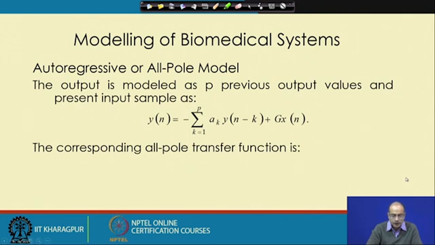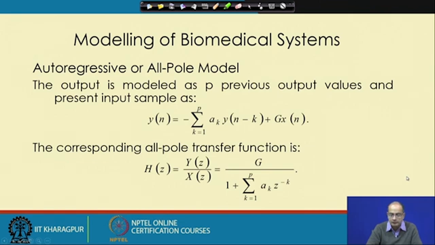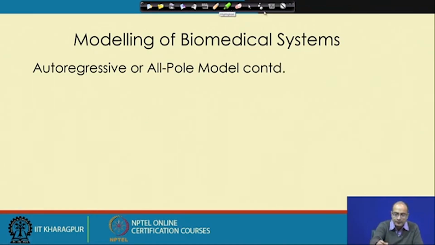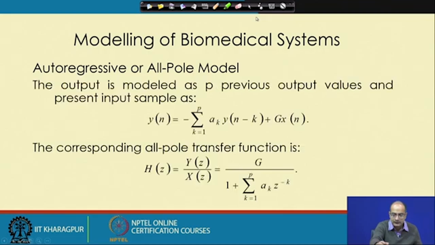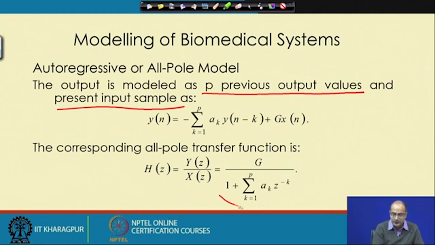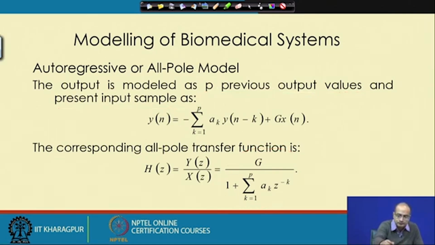Corresponding to that, we can have the transfer function by going to the z domain, and the transfer function is represented in this form, in terms of the poles, or in terms of a_k here.